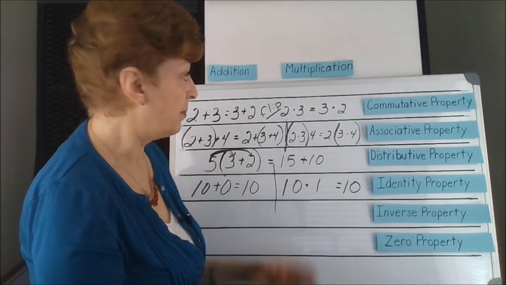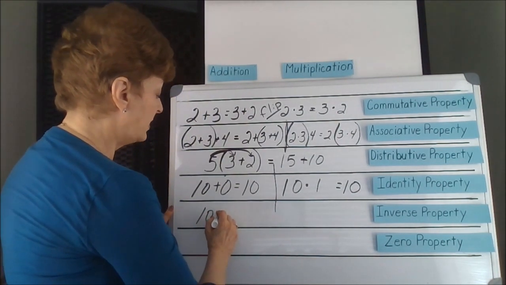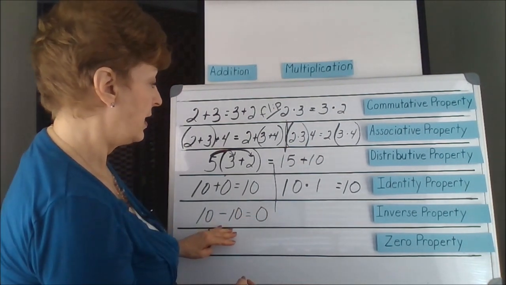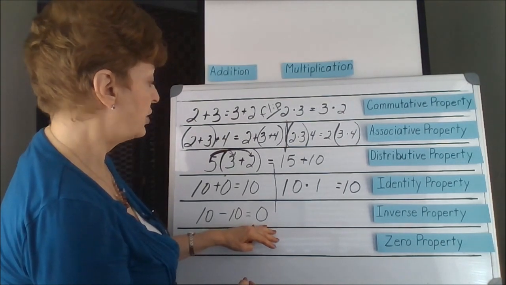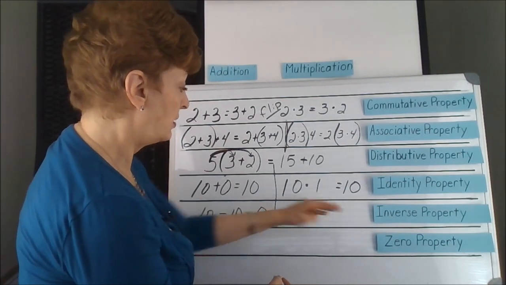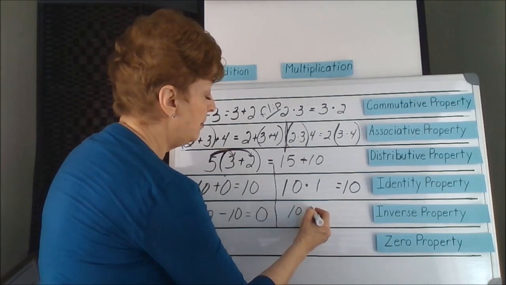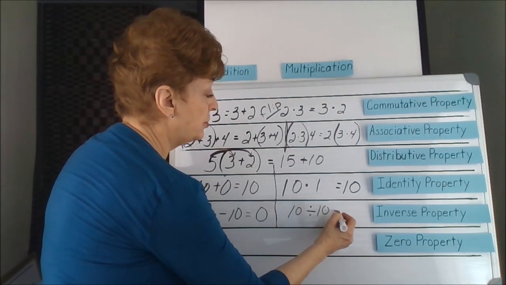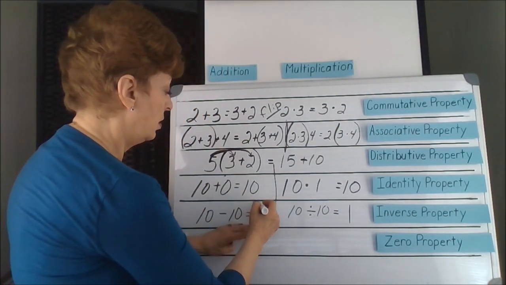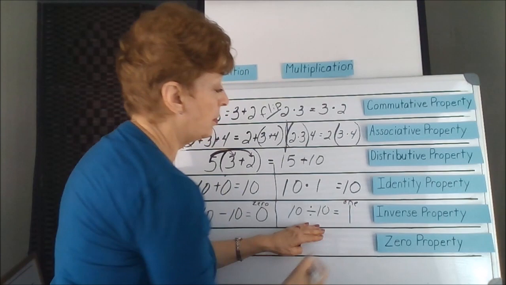Our inverse property for addition says that if we have a number 10, we have to subtract 10 from it in order to get it neutralized. That's a neutralization of our addition. The inverse of multiplication says that if you have a number 10, you need to divide by 10 in order to neutralize it. So you neutralize to 0 with addition, and you'll neutralize to 1 for multiplication.